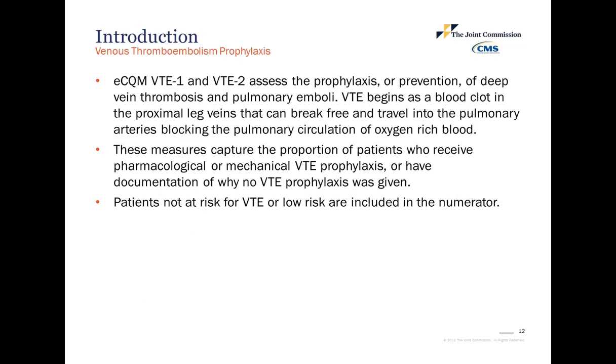The electronic clinical quality measures, VTE-1 and VTE-2, focus on the prevention of deep vein thrombosis and pulmonary emboli. These measures capture the proportion of patients who receive pharmacological or mechanical VTE prophylaxis, or have a documented reason why prophylaxis was not administered. Patients who are not at risk for VTE or low risk for VTE are included in the numerator. Now I'll turn it over to Mia.